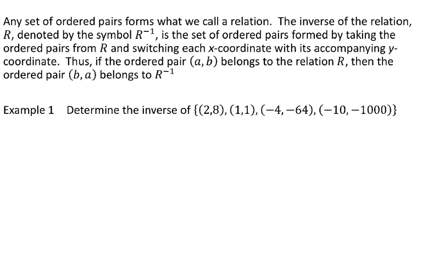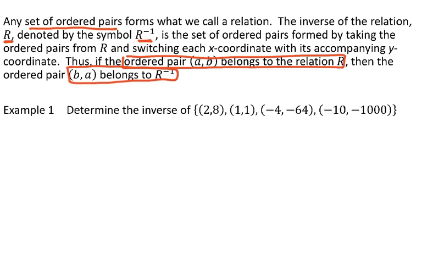So any relation is actually just a set of ordered pairs. Normally, if we're talking about graphs, we call them points, but they are ordered pairs, they're x, y. So if we have a relation R, the inverse of it would be R to the power of -1. It's not actually an exponent, it's a symbol that means inverse. What it means is that if we have an ordered pair A, B in the relation, then to get the ordered pair that belongs to the inverse, we just flip around the A and the B, and we turn it to B, A.